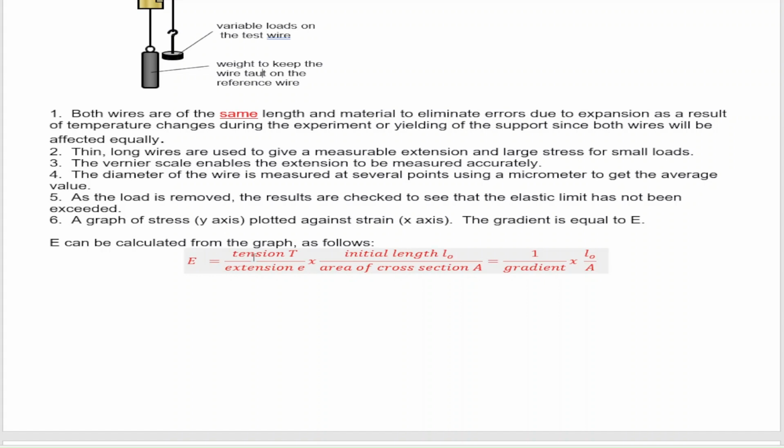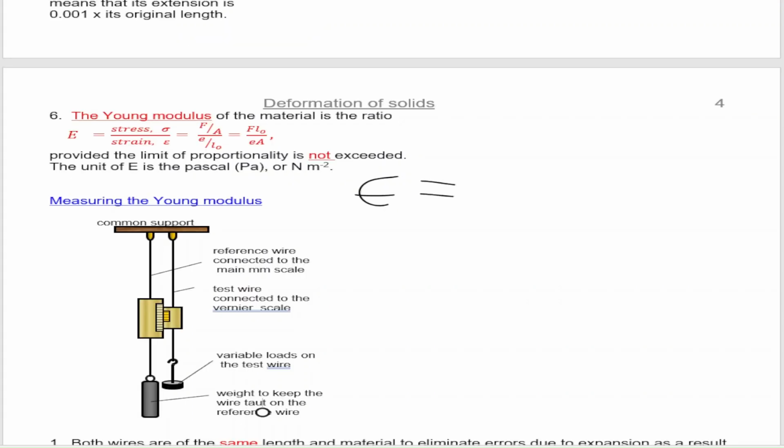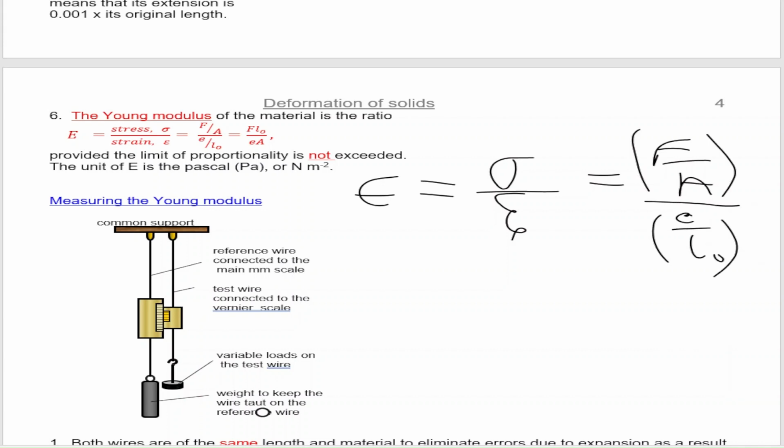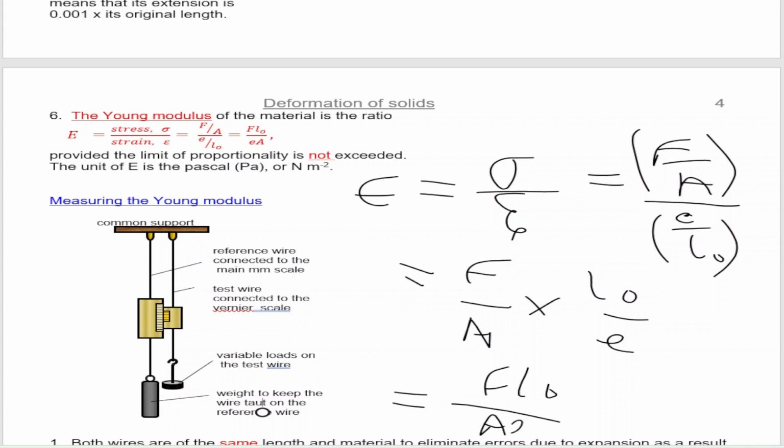So we know that Young modulus is equal to sigma over epsilon, right? And we said sigma is F over A and epsilon is extension over the original length. So if you divide, you invert and multiply, so it's going to be F over A times L naught over E. So it's going to be FL naught over AE. That's why you have it like that.